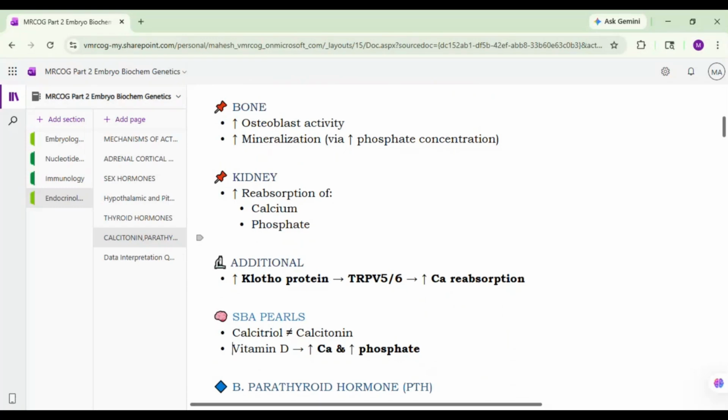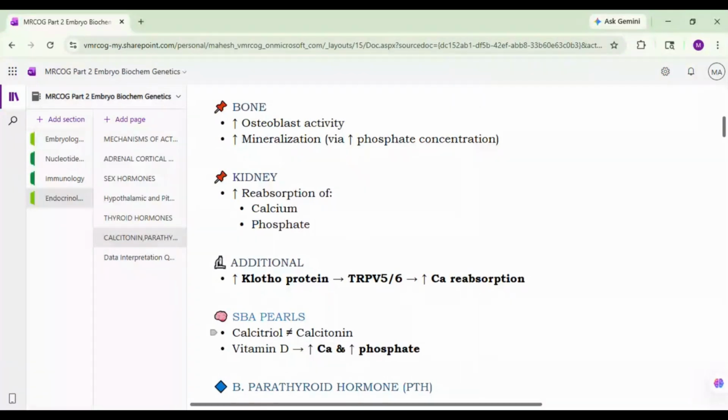Another action is by increasing klotho protein, specifically in the distal convoluted tubules of the kidney. Increase in klotho protein acts on the channels for calcium absorption, TRPV5 and TRPV6. So that increases the reabsorption of calcium from the kidneys. This is the action in the kidney of reabsorption of calcium via klotho protein and these channels.